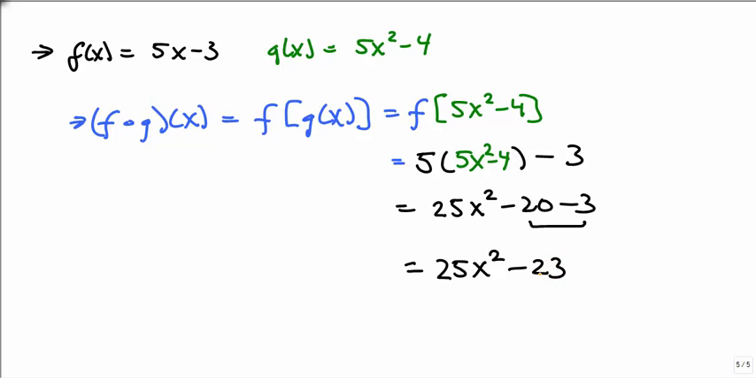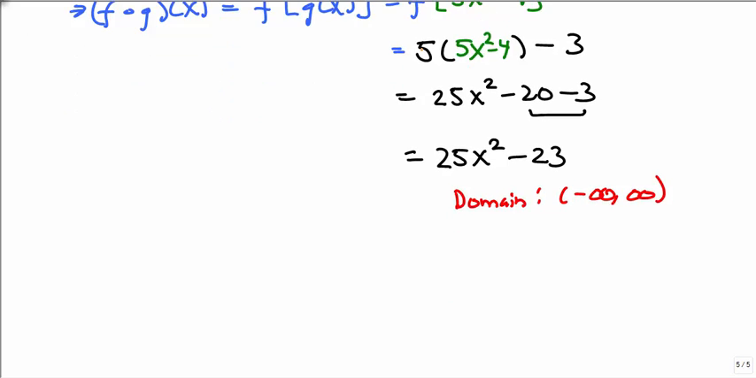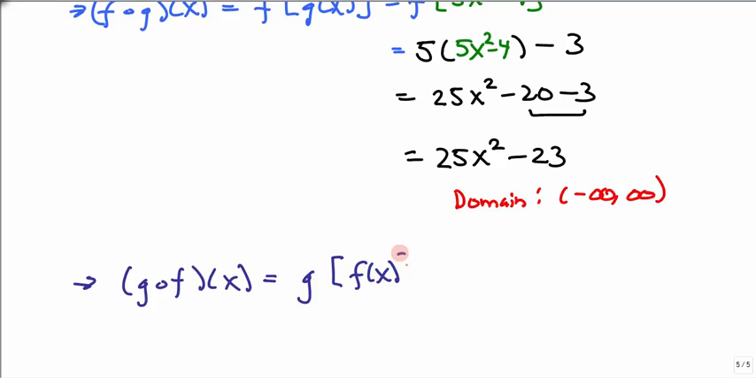So when we're working with these, we can also talk about the domain. So this one, I don't see any domain restrictions at all. All real numbers. Negative to positive infinity, there's no denominator, there's no radical. So this is an example of f of g of x. Let's do g of f of x now. So same two functions. Let's look at g of f of x. That means everywhere in my function g, I'm going to plug in the entire function f of x. Okay, f of x in this particular case was 5x minus 3.